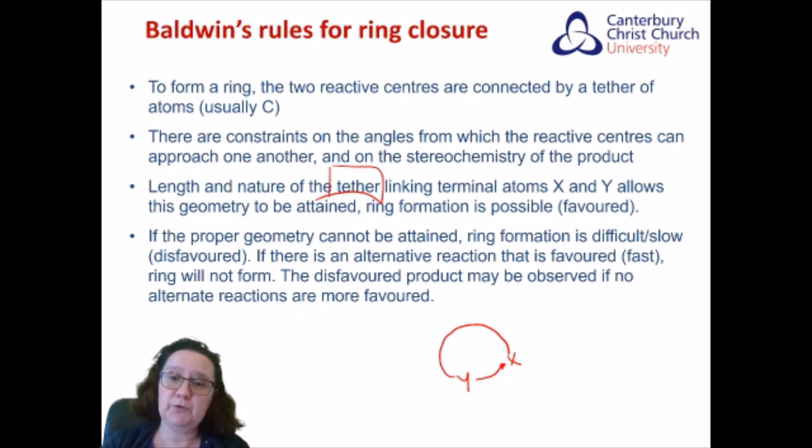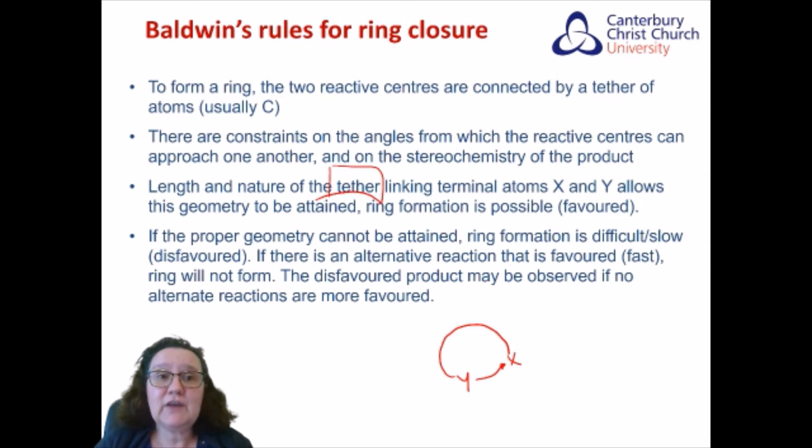It's a disfavored process. It's not that it's not going to happen, but it won't happen fast enough. So if there are alternative reactions that can happen that are more favorable, that are faster, the ring will not form, and those competitive reactions will take place. You can still form the ring even if it's disfavored, if there are no alternate reactions that can compete. So that's what I'm saying: there are not so much rules as a set of guidelines.